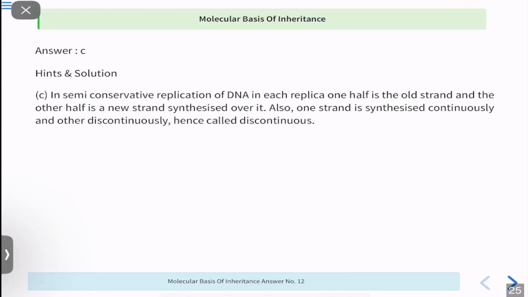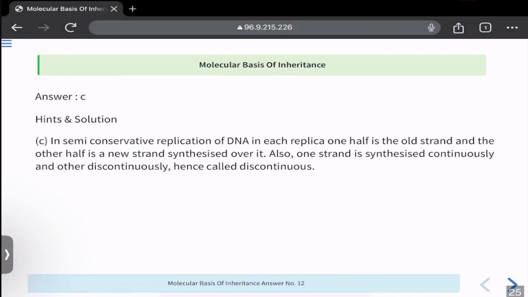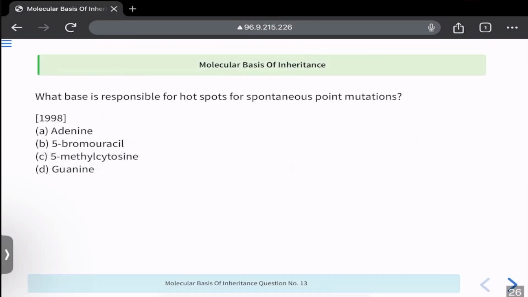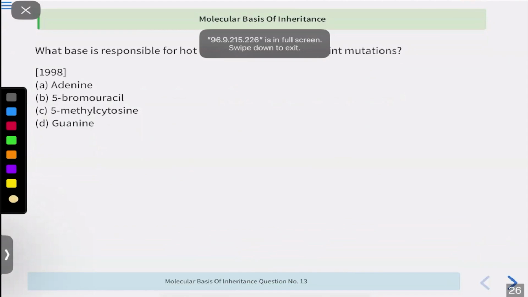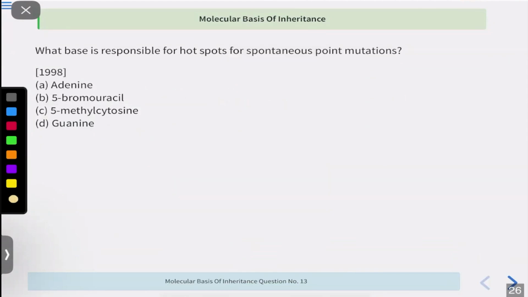All right. The next question. What base is responsible for hotspots or spontaneous point mutation? I just told you what the meaning of a mutation was. Okay. Mutation is an error in the DNA. And there are different kinds of mutation. Okay.